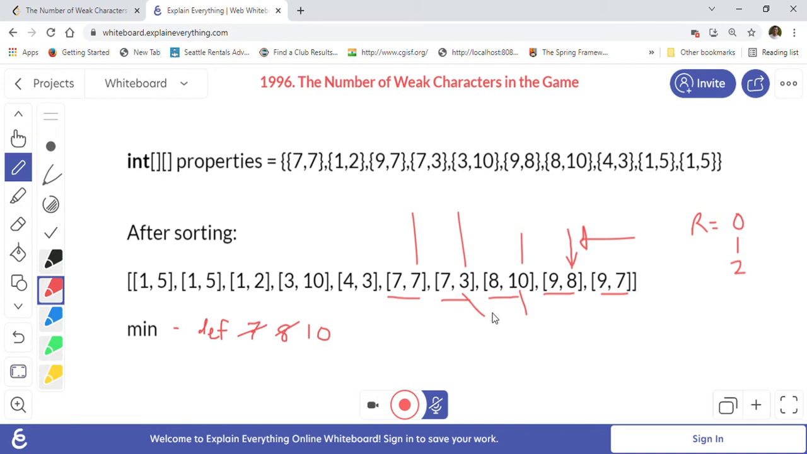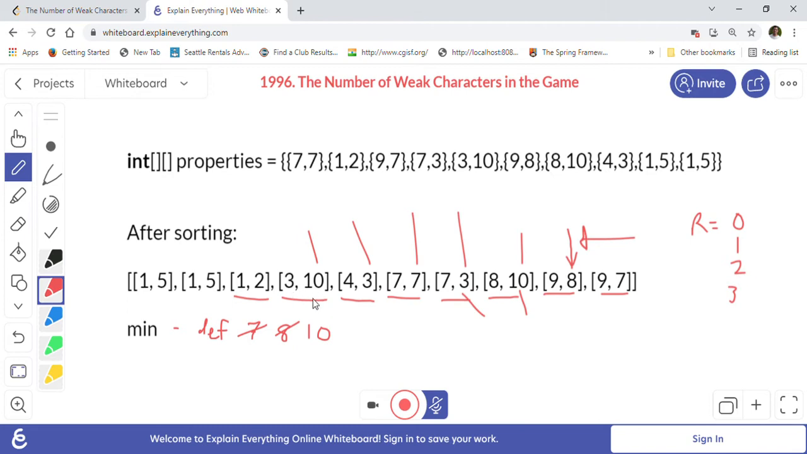Let's take a look at the remaining pairs. 4 comma 7, 4 comma 3: now 3 is again less than 10, so we increment our count to 3 here. Now we go to 3 comma 10. 10 is not less than 10, so we will not update anything in this case, and we move forward.